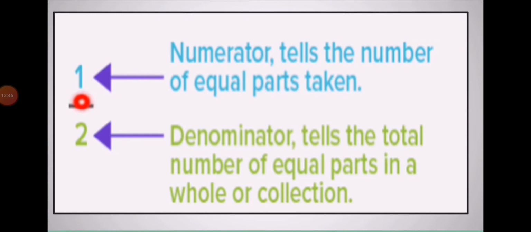Now, the numerator tells the number of equal parts taken. So the numerator is the upper number, present on the upside of the line, and the down one is the denominator, which tells the total number of equal parts in the whole. So the above number is the numerator, it tells us the equal parts taken out, and the down one is the denominator, the total parts. So this is the way to write the fraction.